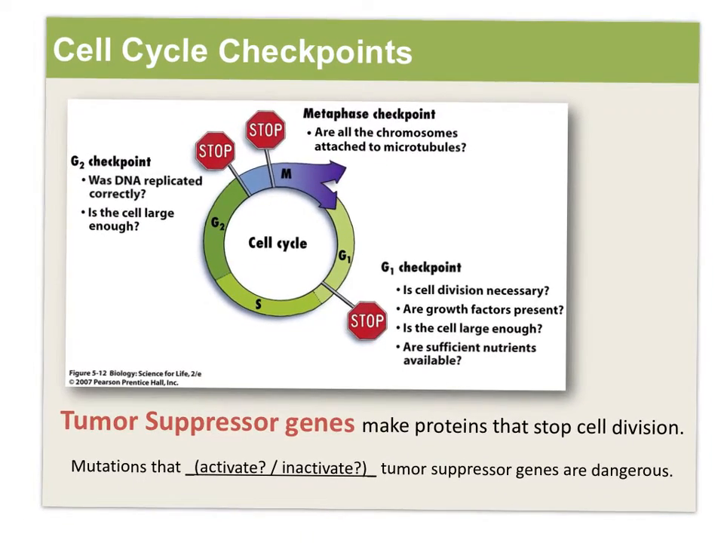So, mutations that activate and inactivate tumor suppressor genes are dangerous. Is that true or not? Which one? Inactivate? Yeah. In other words, they stop tumor suppressor genes from producing the correct protein to stop all that mess.